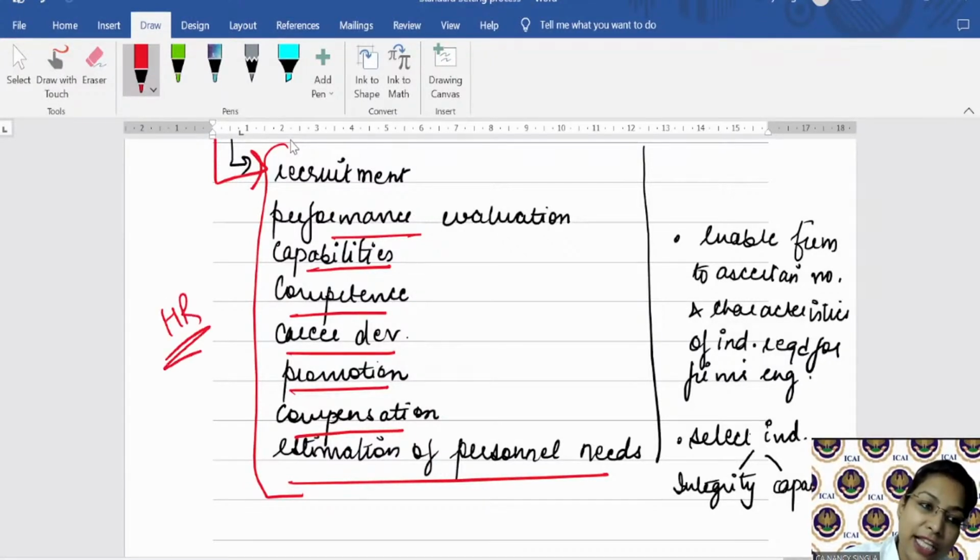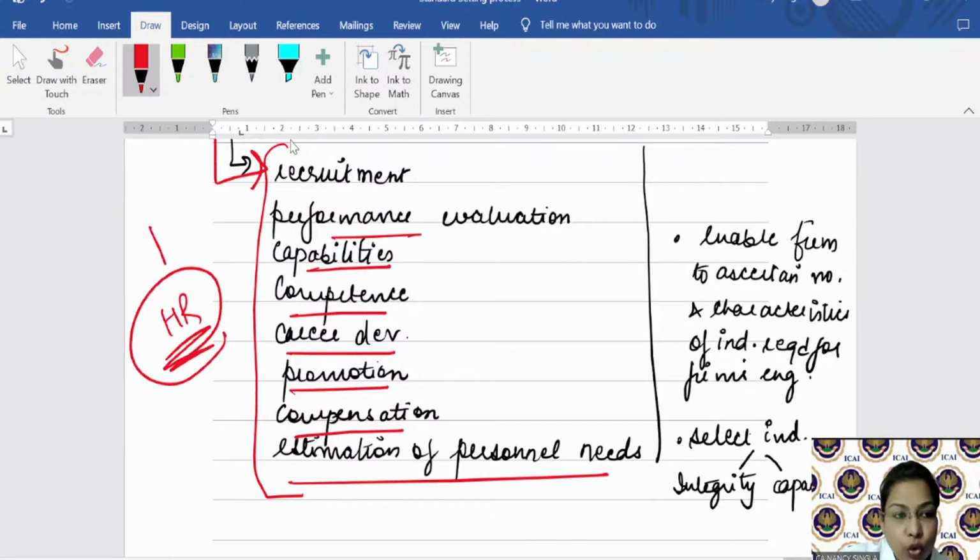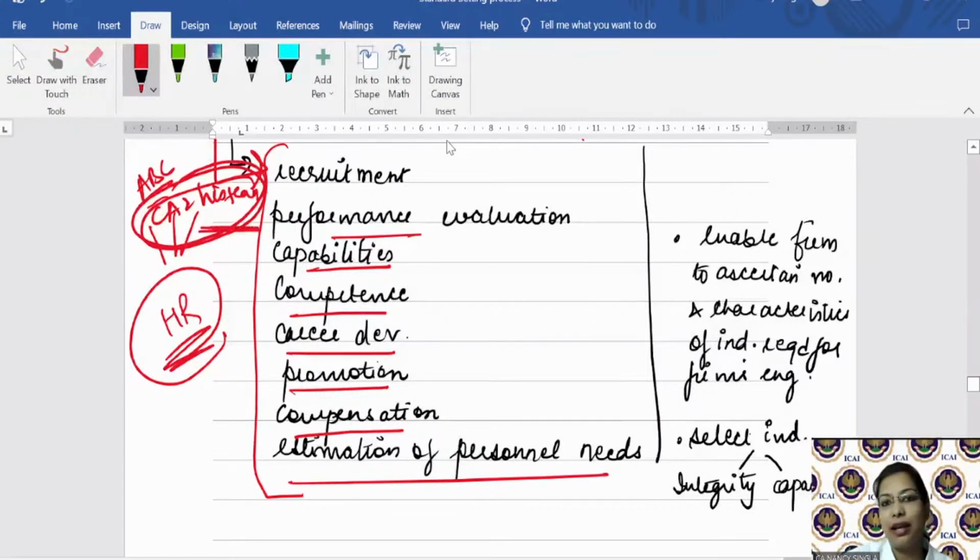These are basically HR functions. देखा है ना कि जो भी team ABC and Associates में CA and his team is going down. So with respect to if all these parameters of this team are correct, if there are certain policies and procedures, obviously they are going to deliver quality work. So recruitment, है ना? Performance evaluation, capabilities, competence, career development.